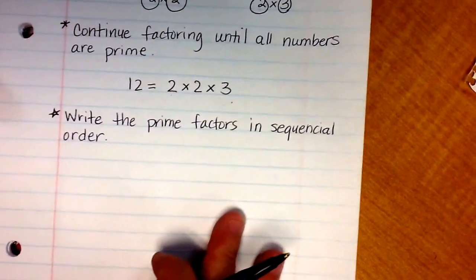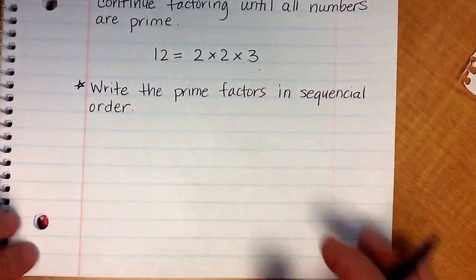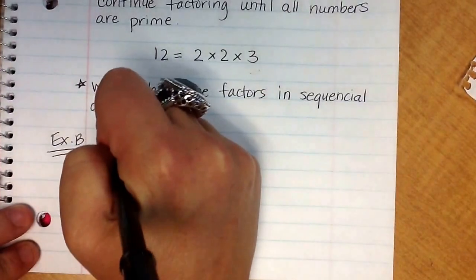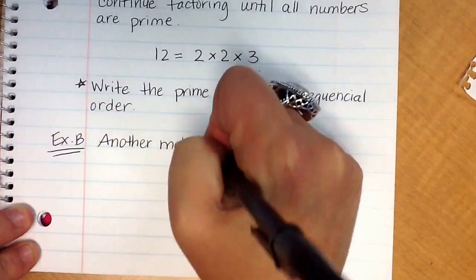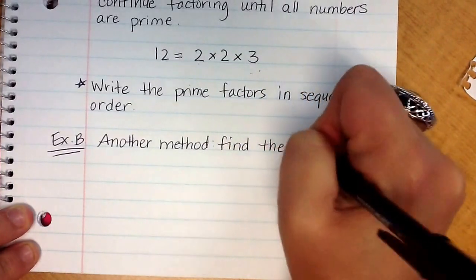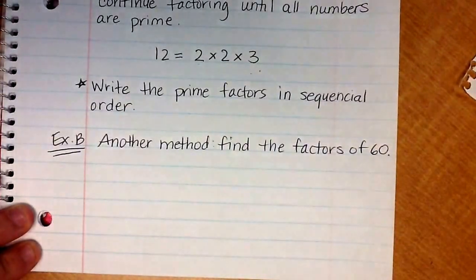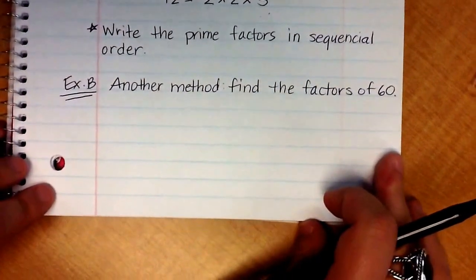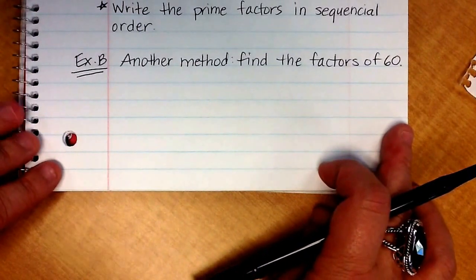Continuing on, there is another way of finding the factors of a number. So we're going to call this example B. Example B is another method. And for this one, we're going to find the factors of 60. Remember, if at any time you're not keeping up with the video, feel free to pause it so that you can catch up and restart it when you're ready.